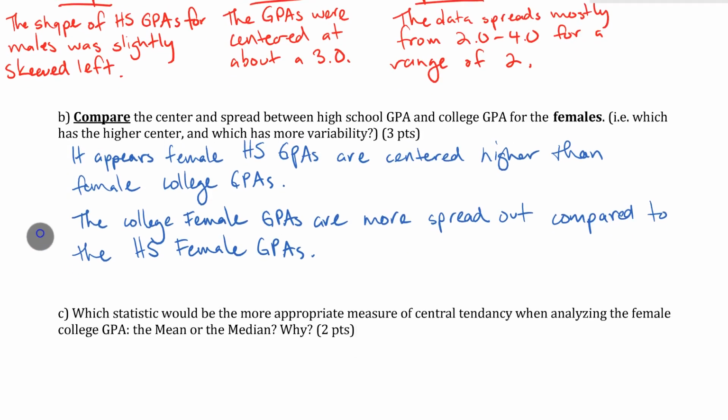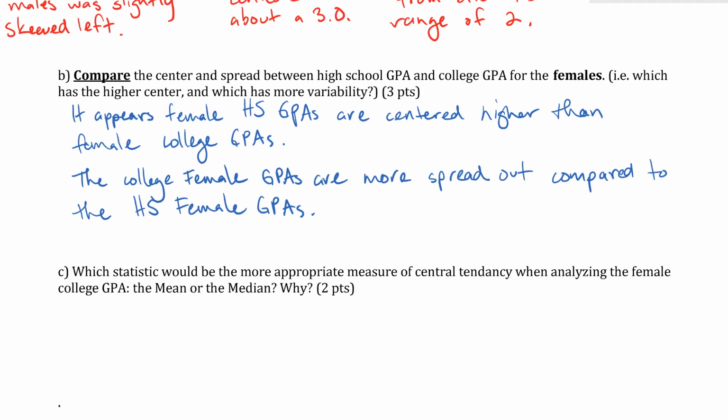Finally, letter C is asking, which statistic would be more appropriate for the measure of central tendency when analyzing the female college GPA, the mean or the median, and it asks us to explain why. So this takes that one question a bit further, of making sure that you can write an explanation. So we have the mean or the median. And if you recall, when is one more effective than the other? We use the mean when we have something that's symmetric, right? No outliers.